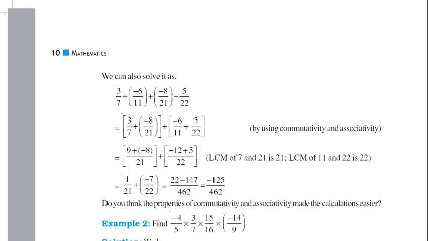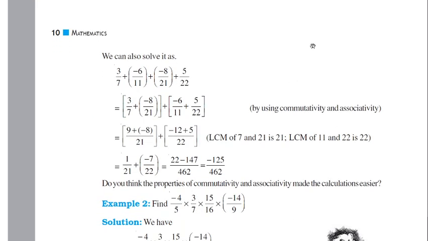But by property, you can also solve it. Here we have used commutativity and associativity, both the properties. So 3 upon 7 plus minus 8 upon 21 plus minus 6 upon 11 plus 5 upon 22. We have made 2 groups of the given question. So solve this one, then this one, and the answers will again have the plus operation, and then again solve this one. So we will get the same answer.